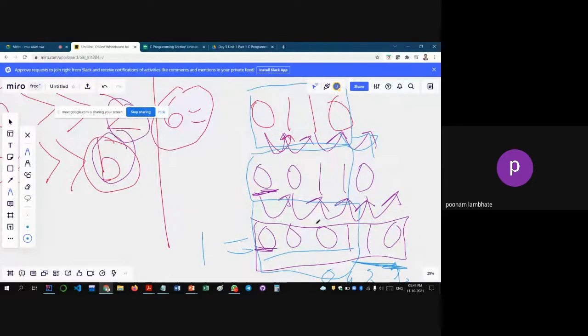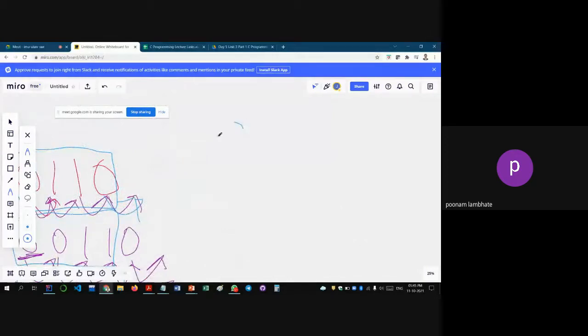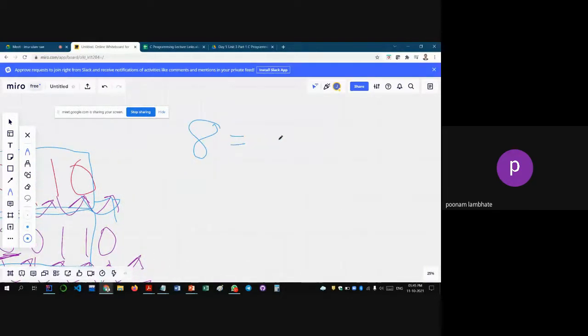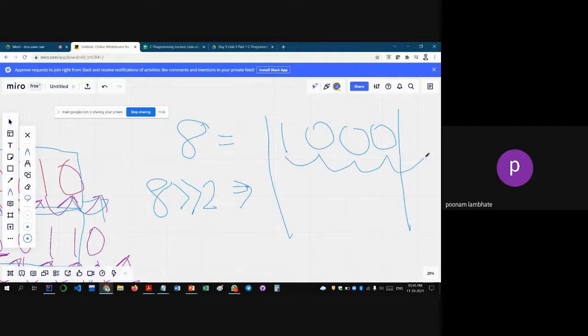Okay. I'll explain this one more time. For the value 8, suppose. 8 is nothing but 1, 0, 0, 0. And we want to shift it by 2 places. That means 8 right shift 2. So how will it happen is, first you will shift everything towards the right. So this 1 will come here, this 0 will go here, this 0 will go here, and this 0 will go outside. So 1, 0, 0, 0. So this 0 is cancelled now.